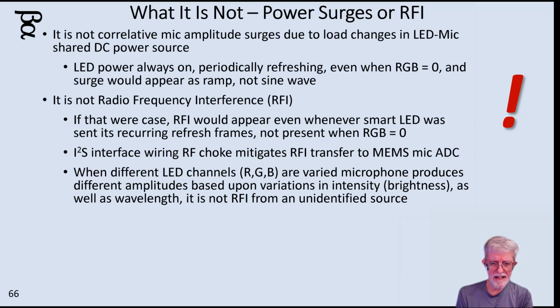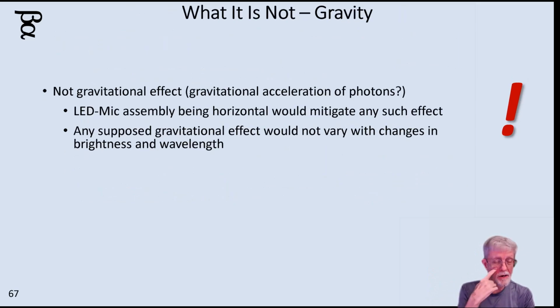I actually have an inductive choke on the signal wires going to the microphone so that there's no RFI hash coming off of the computer or other things that can make it down the wires to the microphone that would affect the microphone's analog to digital converter. And obviously it's not gravity, because I ran the emitter and transducing sensor horizontally to mitigate anything that people might say. It must be gravity affecting the photon.